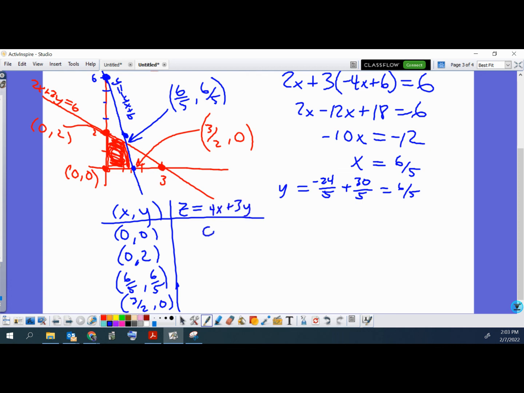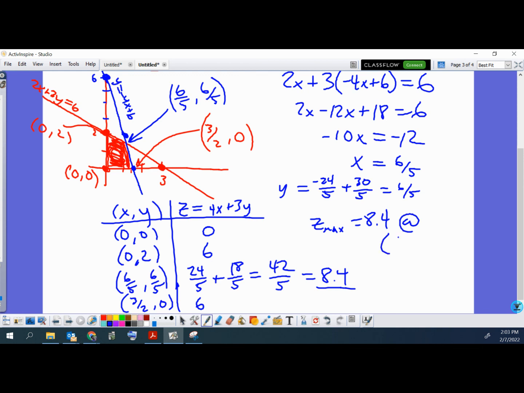And so when we plug these in, we're going to get 0 here. We're going to get 0 plus 6 here. We're going to get, what, 24/5 plus 18/5 here, which is 42/5 or 8.4. And at 3/2, 0, we're going to get 6 here, right? 3/2 of 4. And yeah. So my maximum is what we wanted here, and it's 8.4, and it occurs at the point 6/5, 6/5. So that's what I would say: Z max equals 8.4 at 6/5, 6/5.